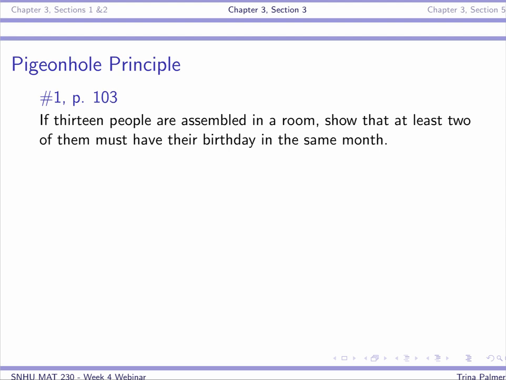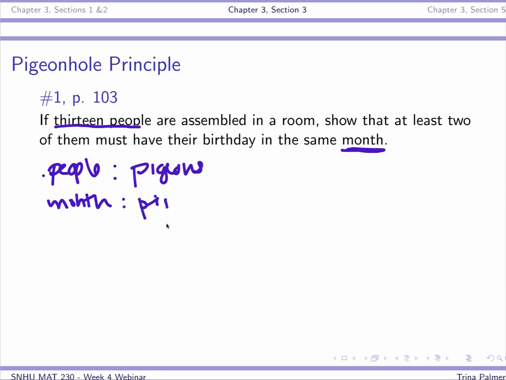So when you have problems like this, it's a matter of identifying what the pigeons are and what the pigeonholes are. We have 13 people, and the same month. So the people are the pigeons, and the months are the pigeonholes. There are 13 people and there are 12 months. So by the pigeonhole principle, there must be two people that have a birthday in the same month.